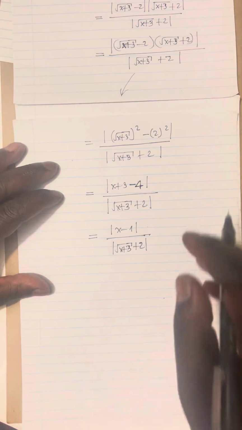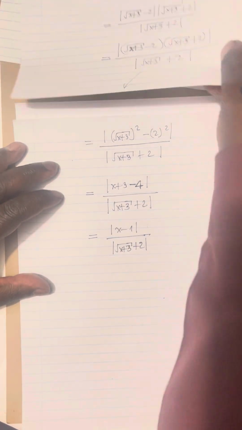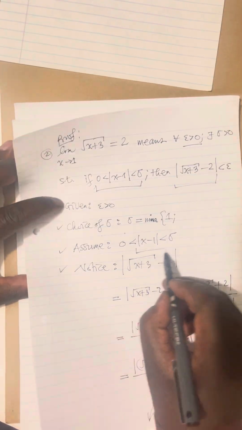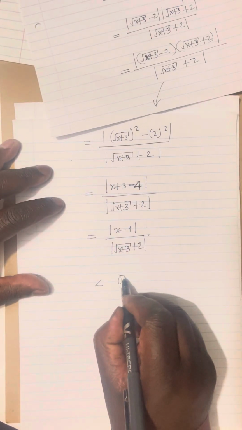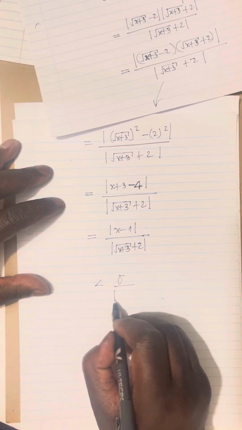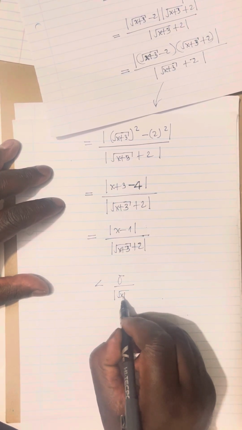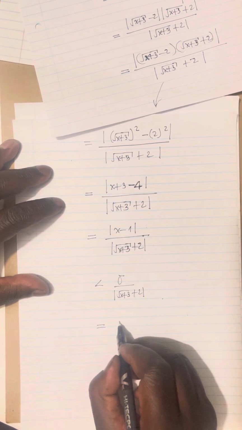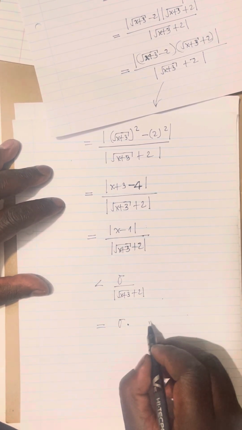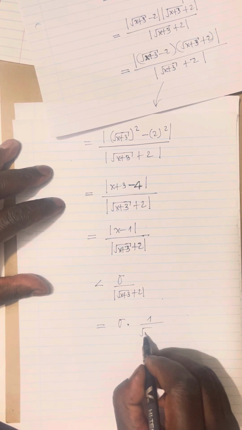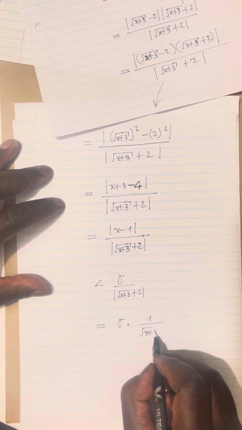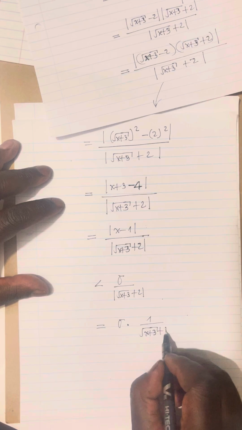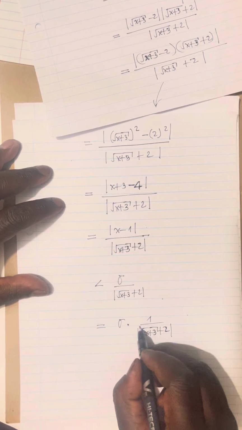Now notice that the absolute value of x minus 1, if you check in the assumption stage here, is less than delta. So we can now say this expression is less than delta all over the absolute value of square root of x plus 3 plus 2, which I can write as delta times 1 over the absolute value of square root of x plus 3 plus 2.